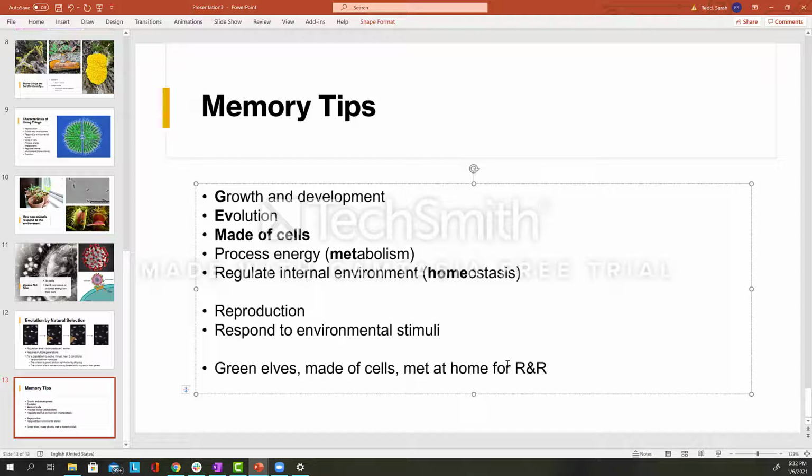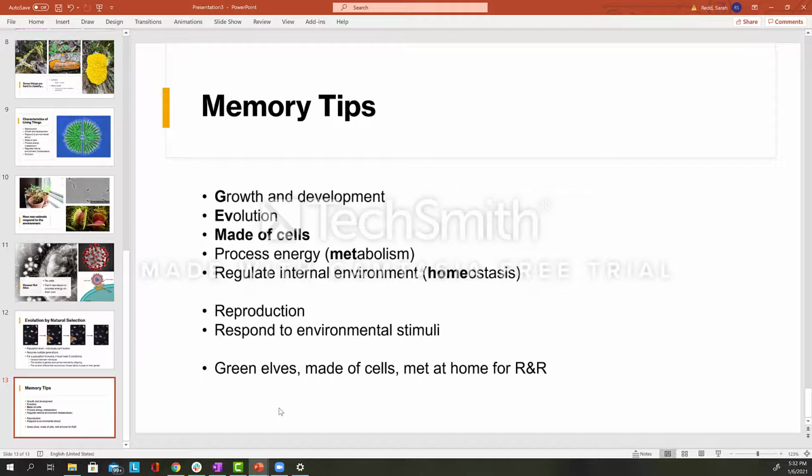So if I think of that, I'm like, okay, green stands for growth, elf stands for evolution, made of cells, so all living things are made of cells. Met, that's metabolism. At home, that's homeostasis. For R and R, the last two R's were reproduction and responding to the environment. So that was my memory tip for remembering the characteristics of life.